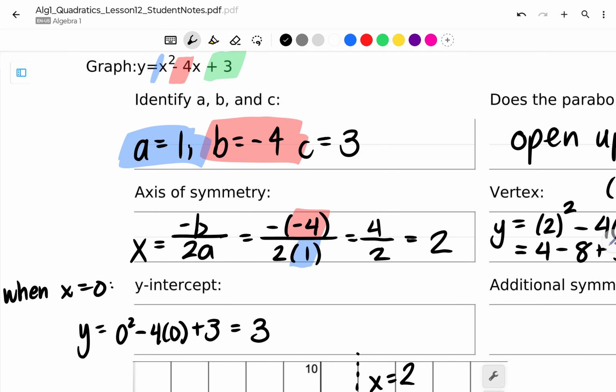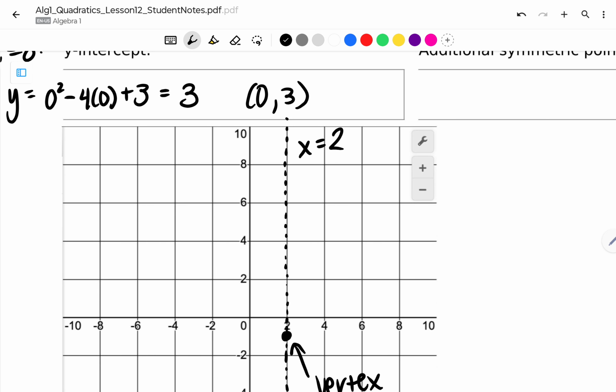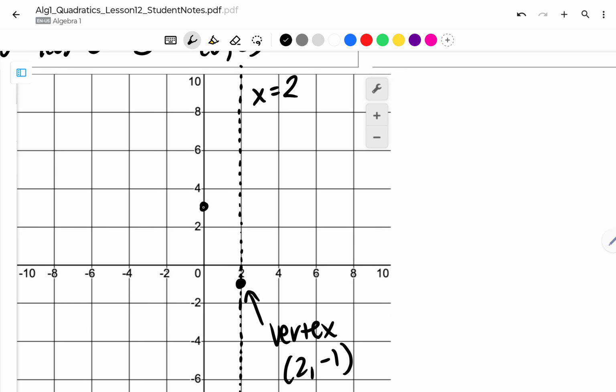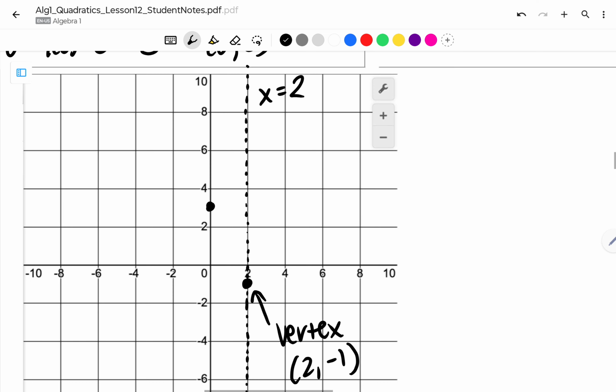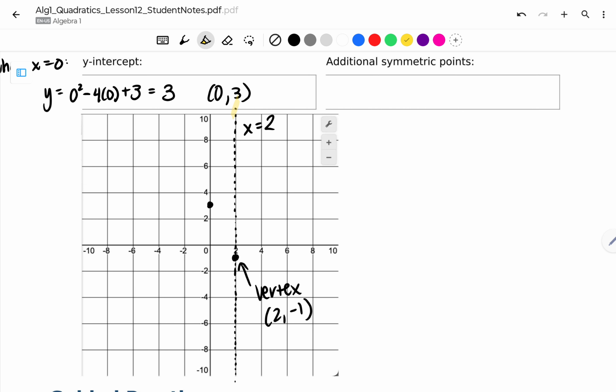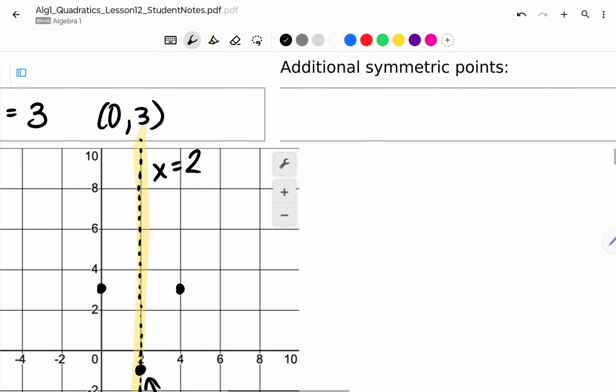So it's just 3. Right? So we have a y-intercept at 0 and 3. Where does the graph cross the y-axis at that point? Okay. And now, this is the axis of symmetry. That means that whatever is on one side needs to be the same on the other side. So this point 0 and 3 is here, so on the other side, we're going to have a point at 4, 3 to make it symmetric, to make it equal. Okay.